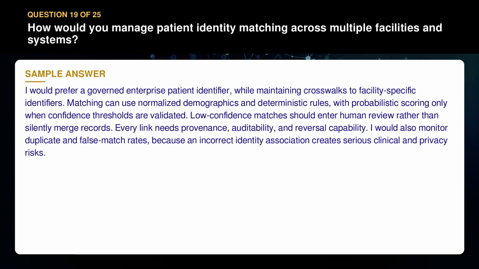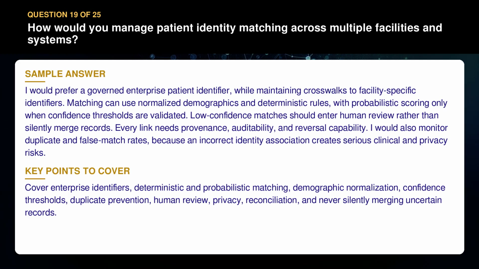I would prefer a governed enterprise patient identifier, while maintaining crosswalks to facility-specific identifiers. Matching can use normalized demographics and deterministic rules, with probabilistic scoring only when confidence thresholds are validated. Low-confidence matches should enter human review rather than silently merge records. Every link needs provenance, auditability, and reversal capability. I would also monitor duplicate and false match rates, because an incorrect identity association creates serious clinical and privacy risks.